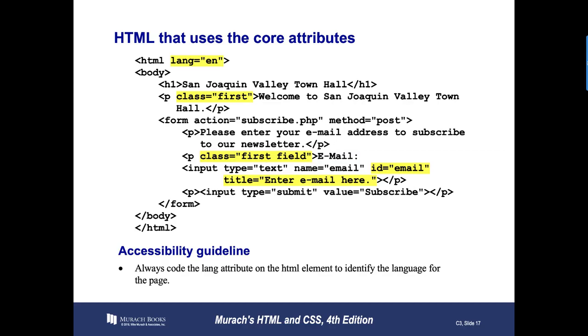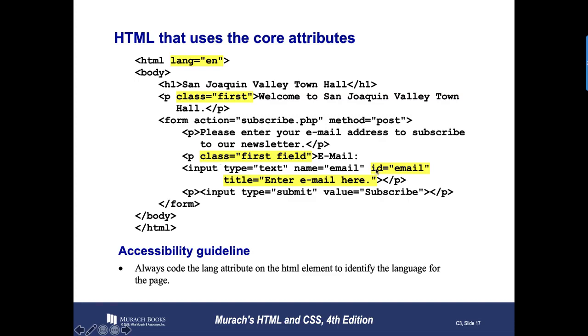Values are enclosed to the right of the equal sign in double quotes. So here, for the HTML tag, you have lang equals en for English, and then the paragraph has a class of first, and then you have two classes being assigned for this paragraph right here. Hopefully you can see the mouse. Paragraph class equals first and field. So this is the way you apply multiple classes to an HTML element.